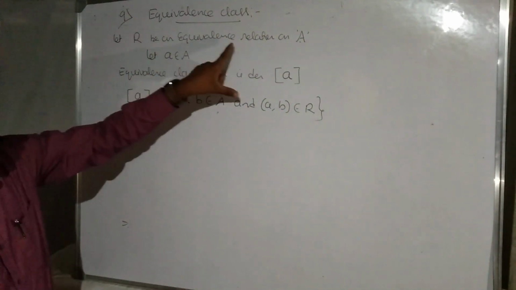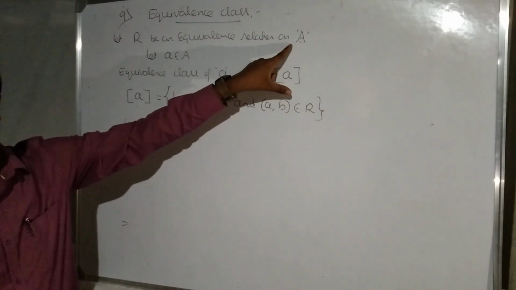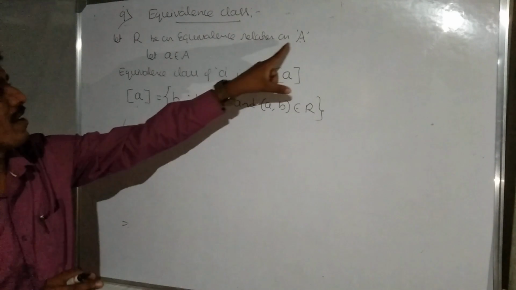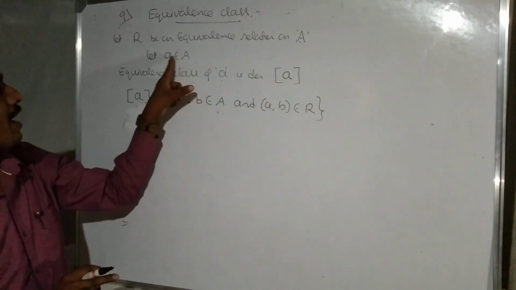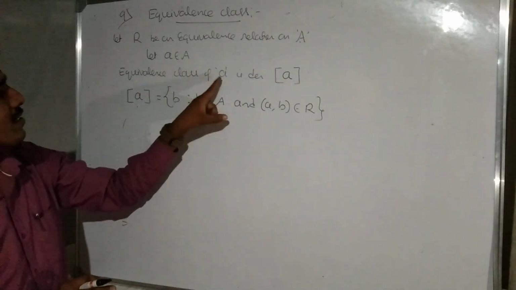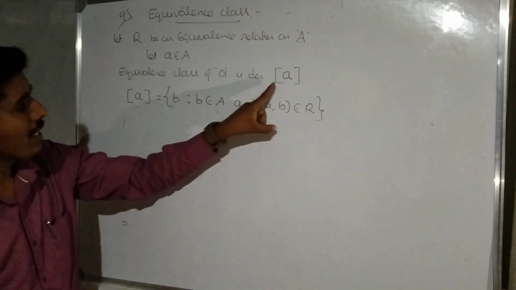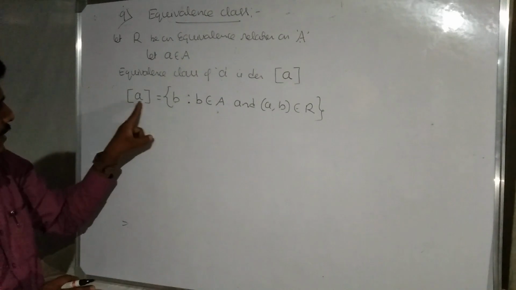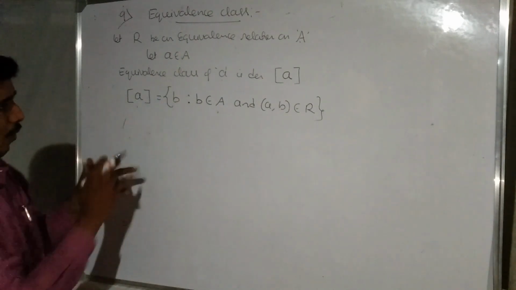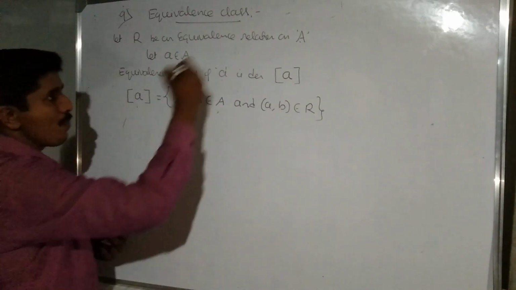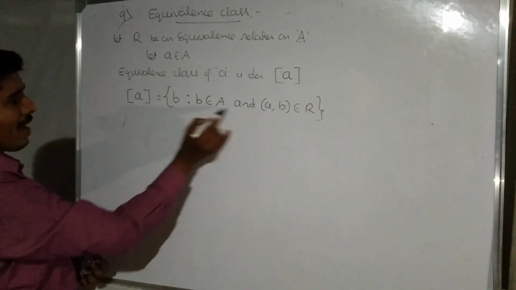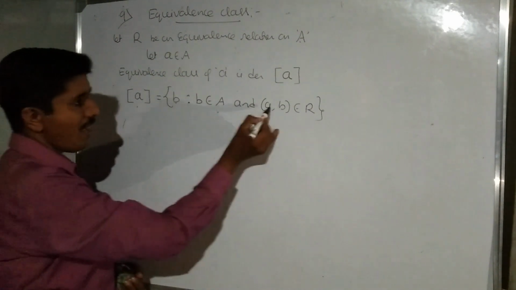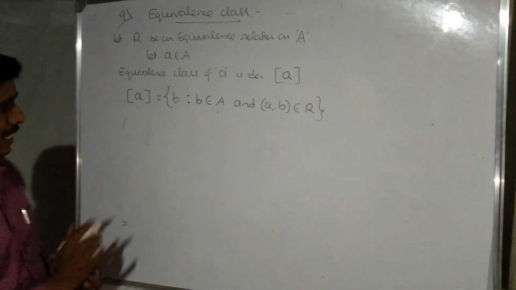Here R is an equivalence relation on a non-empty set A. Let us take one element a belonging to set A. The equivalence class of this small a is denoted by square brackets, [a], equal to the set of b where b also belongs to the same set A, and a must be related to b, that is, (a, b) belongs to the relation.